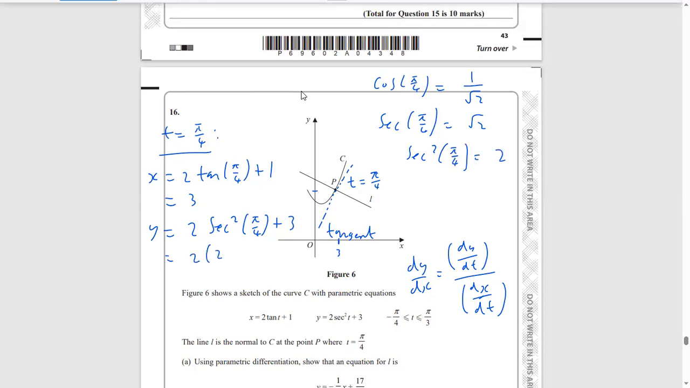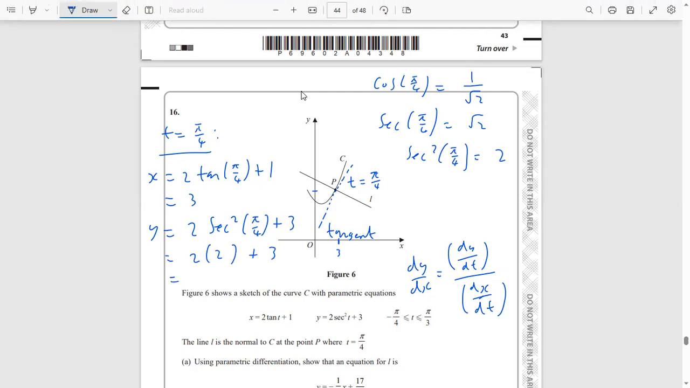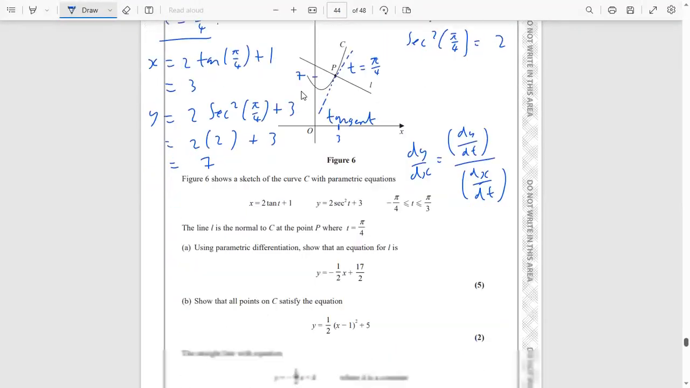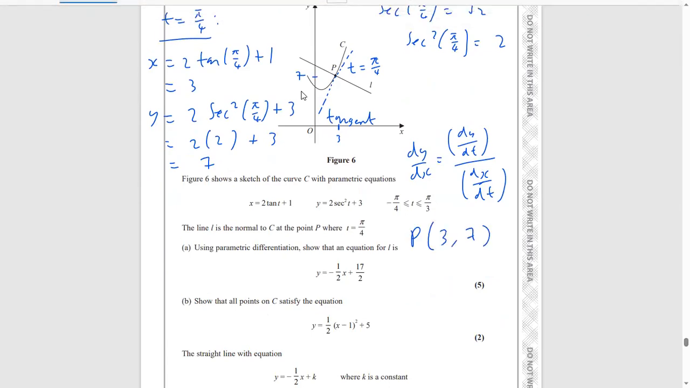So you've got 2 times 2 plus 3. 2 times 2 is 4, plus 3 is 7, that's 7 there. So you've got a y coordinate of 7. So we know the coordinates of this point P must be 3 and 7. So I'll just write this here. P is 3 and 7.